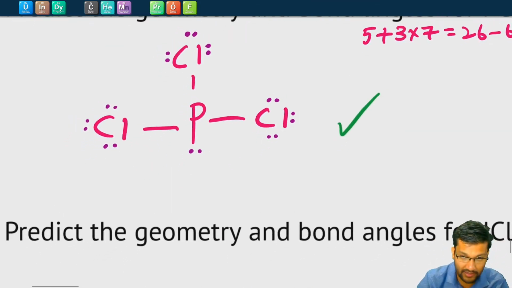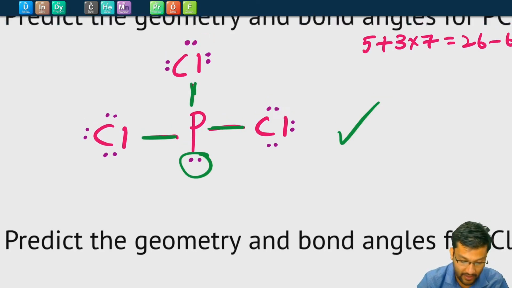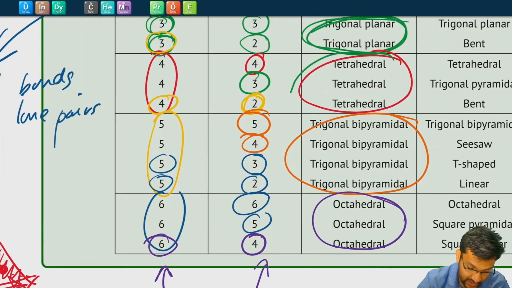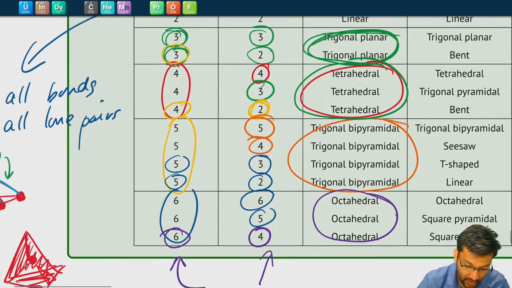So we now need to count the number of electron groups and then the number of bonding groups. Remember, every bond and every electron pair is a group. So here we have 1 group, 2 groups, 3 groups, 4 groups, right? So 4 groups, we already know the electron structure is going to be tetrahedral. But what is the molecule structure?